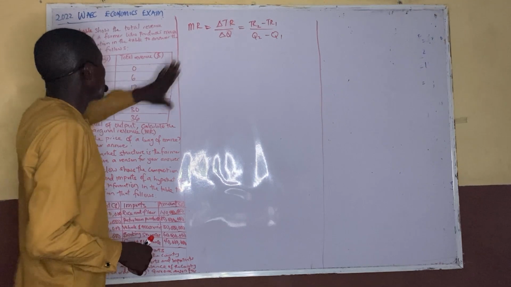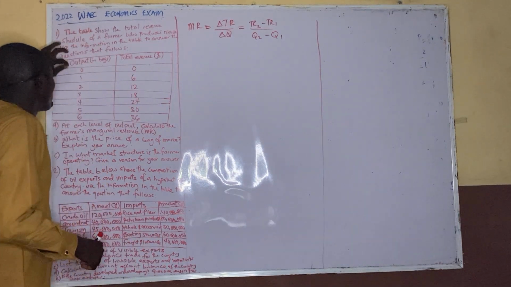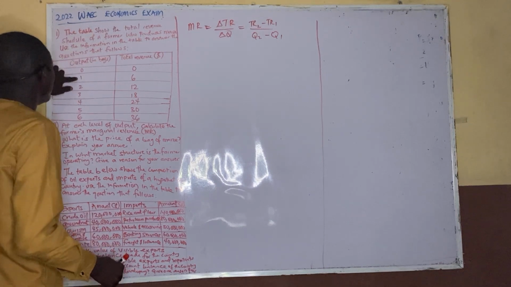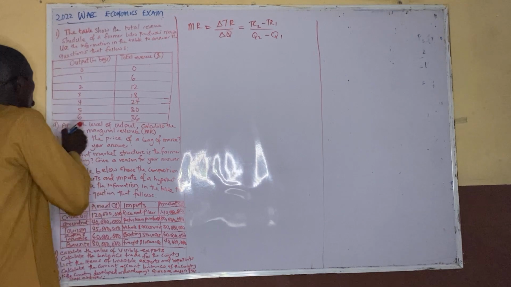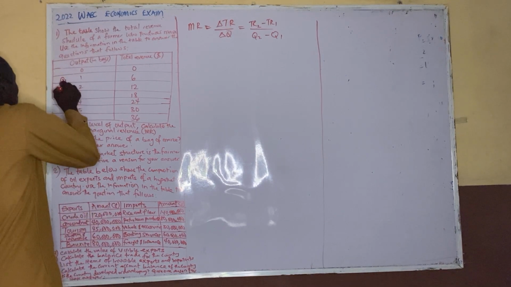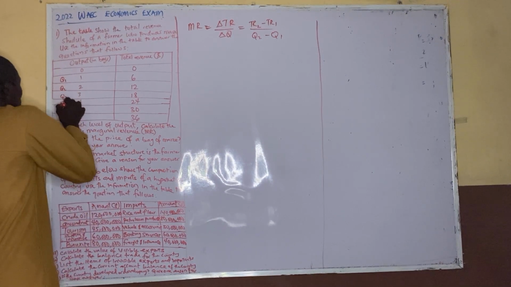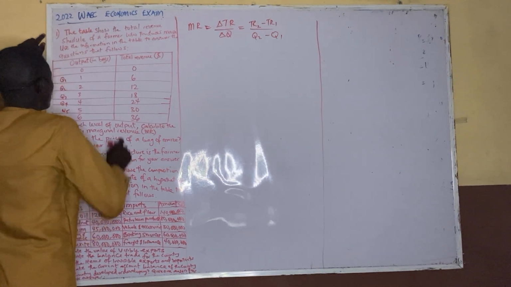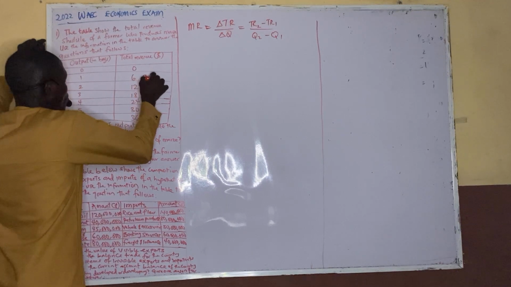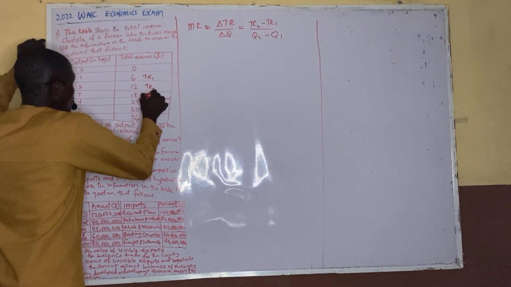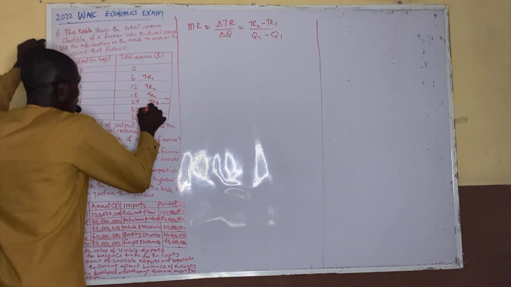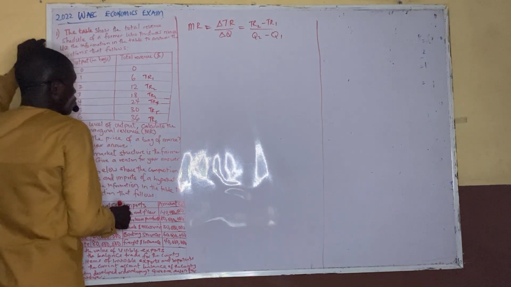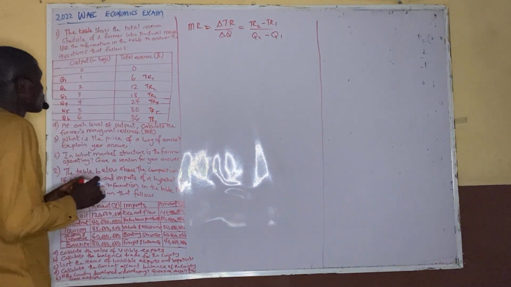Now, if we want to calculate at each level, we look at the zero level, there's nothing happening at the zero level. So we start from here, and we are going to number it for easy recognition: Q1, Q2, Q3, Q4, Q5, then Q6. And this one to be TR1, TR2, TR3, TR4, TR5, then TR6.